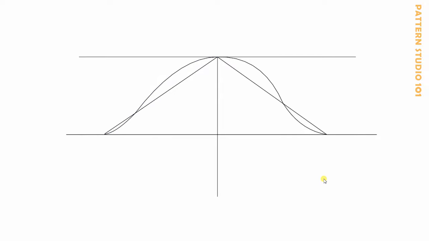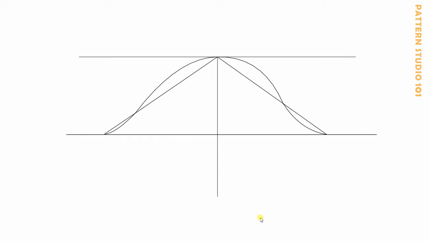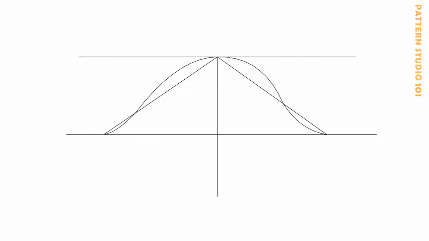From the shoulder point, measure the front armhole length and the back armhole length along the curved line. Make sure the sleeve armhole length is the same as the body armhole length. If you watched the video episodes 4, 11, and 42, you will notice I draw sleeve cap curves all in different ways. I always say there is no perfect formula for everyone, or every design or fabric. Try this and that and find the one that works the best.